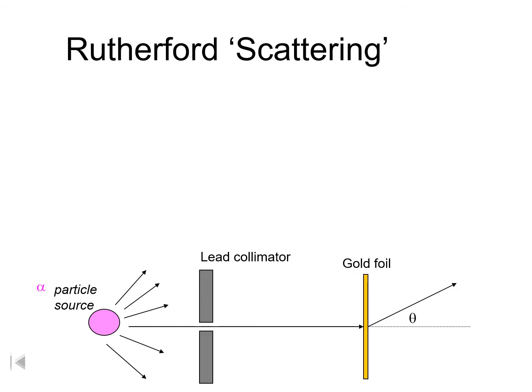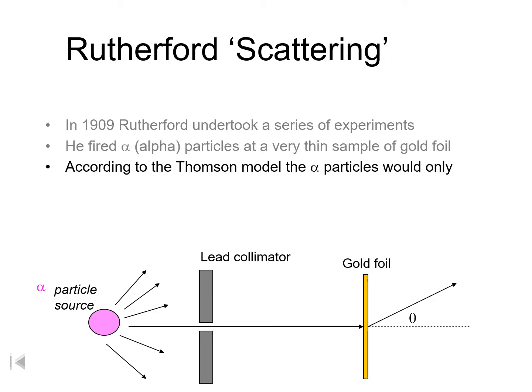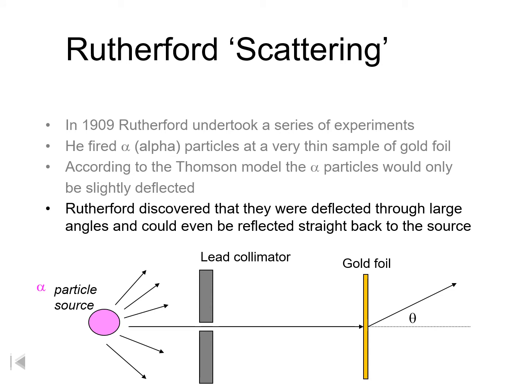So what happened in the scattering experiment? You have an alpha particle source, a lead collimator to focus the beam of alpha particles, and they were fired at gold foil. So a very thin sample of gold foil. According to Thomson's model, the alpha particles would only be slightly deflected. So if you recall Thomson's plum pudding model, where you have the idea of it being a positive charge with currents of negative charge. But Rutherford discovered that they were deflected through large angles, and some were even reflected straight back to the source. And from the results of the experiment, we moved on to the nuclear model of the atom.